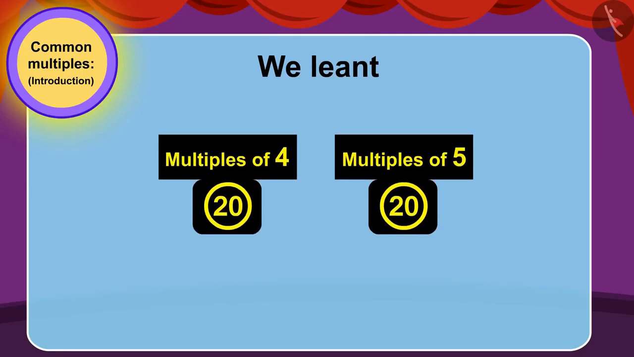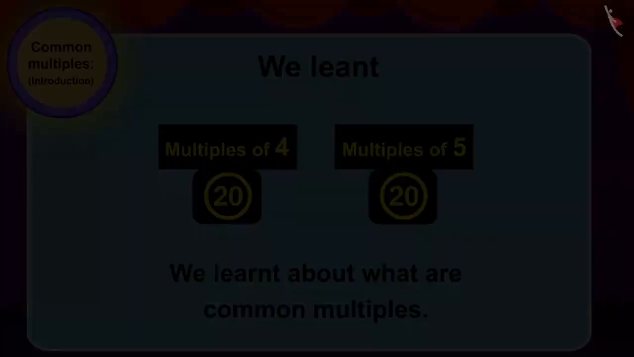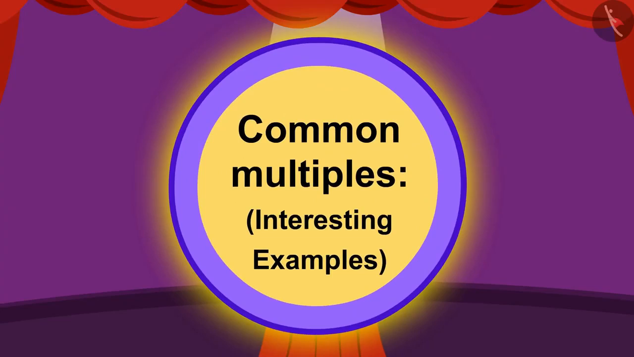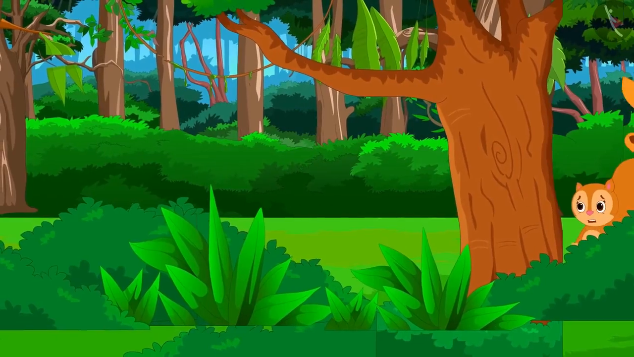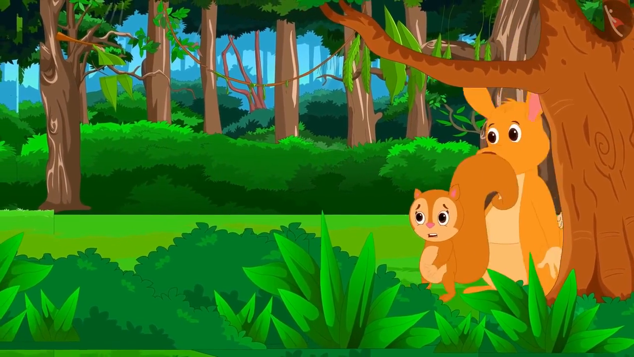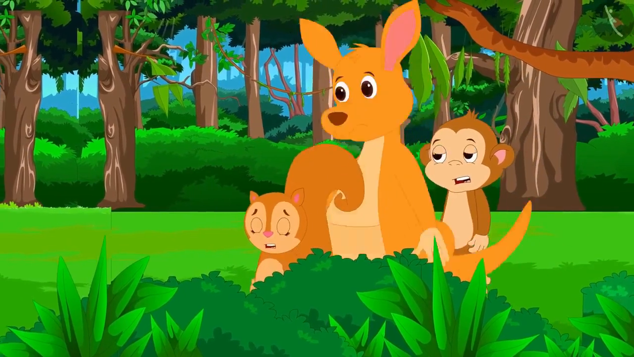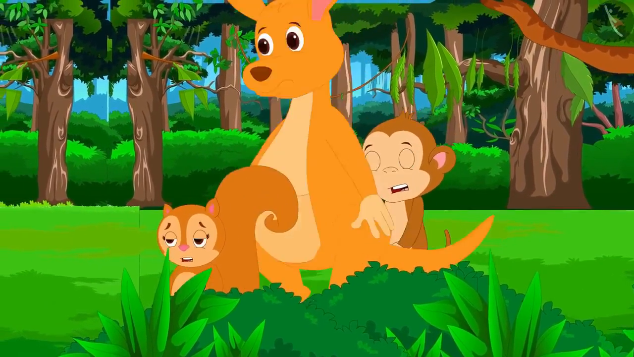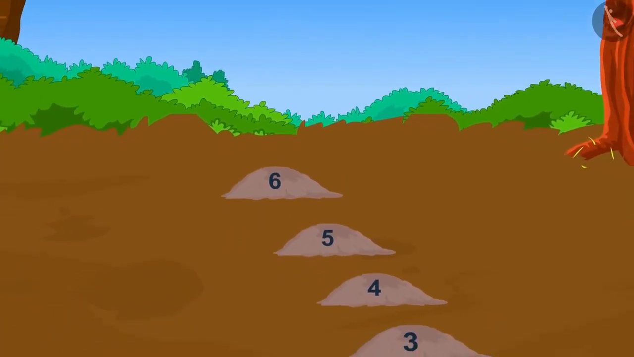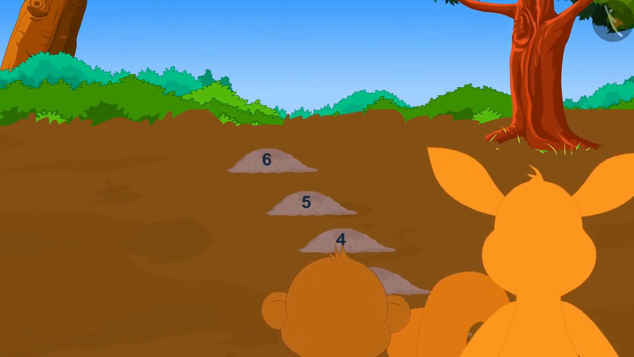Hello children! In the last video, we learned about what common multiples are. In this video, we will learn more about common multiples with some interesting examples. One day, Babban Monkey, Kittu Kangaroo and Chanda Squirrel were roaming the forest. While wandering, they got lost in the forest. After searching a lot, they found a way to get out. But to reach there, they had to cross the marsh.